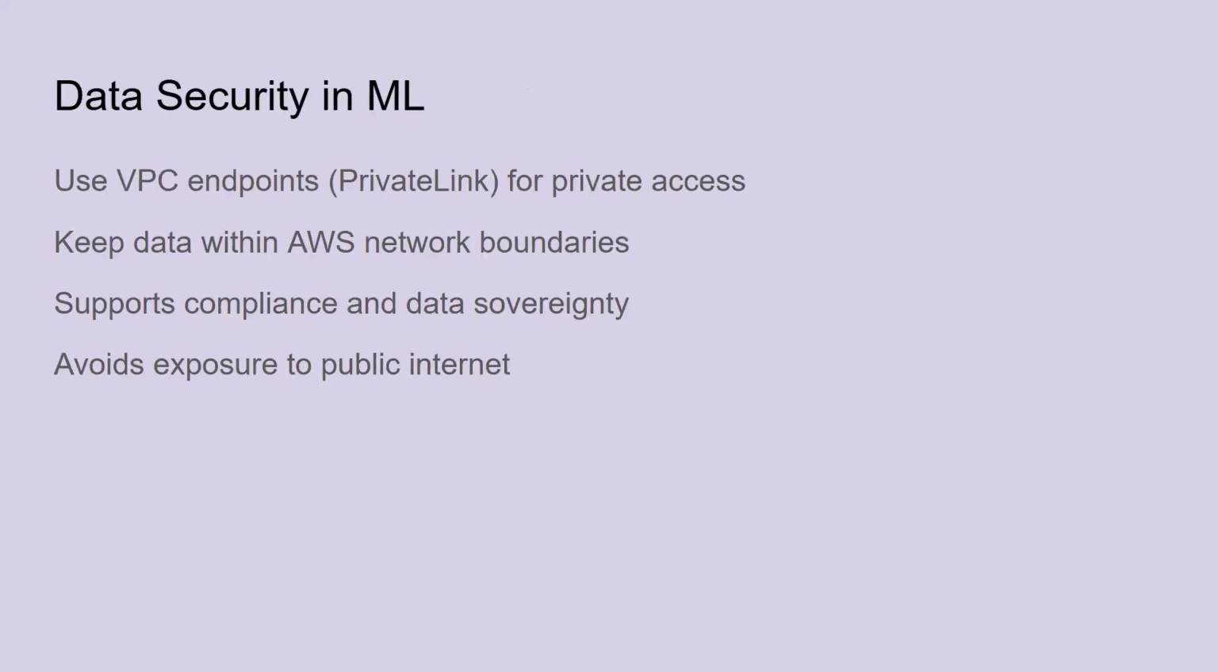And lastly, we have data security for machine learning. So you've seen VPC endpoints in the past. We've used those. So you use VPC endpoints with PrivateLink for private access. You keep the data within AWS network boundaries. You want to support compliance and data sovereignty and avoid exposure to the public internet at all costs, so no one has the access to get in there and delete, change, or hack into it.